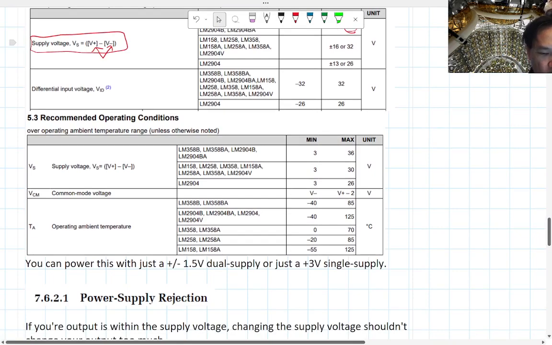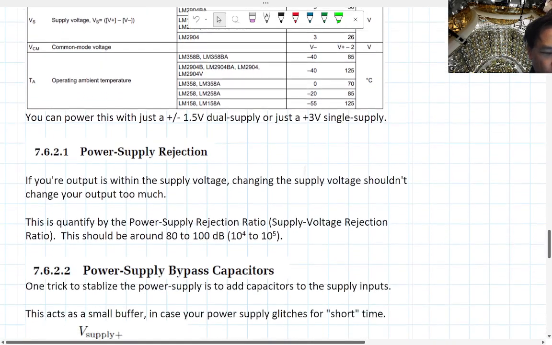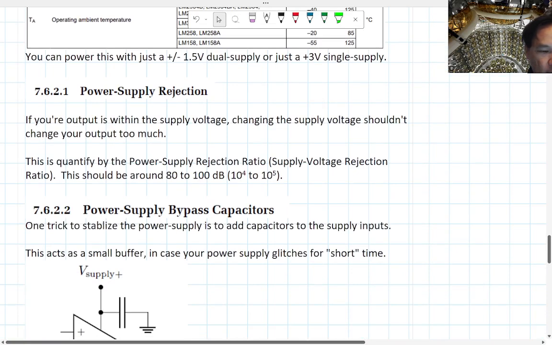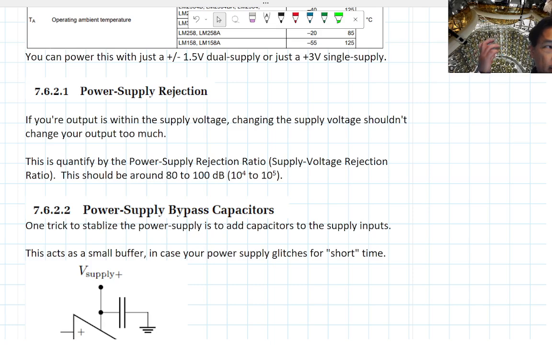Okay, let's talk a little bit more about power supply, because these power supplies are basically connected to the collector of the transistors inside your operational amplifier, and the emitter in case of the split one.